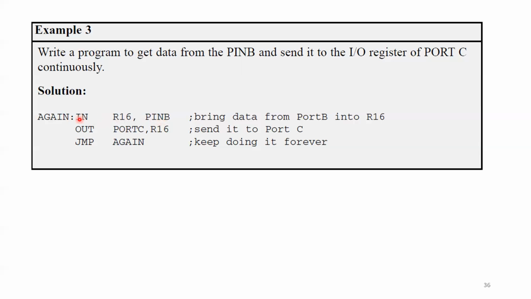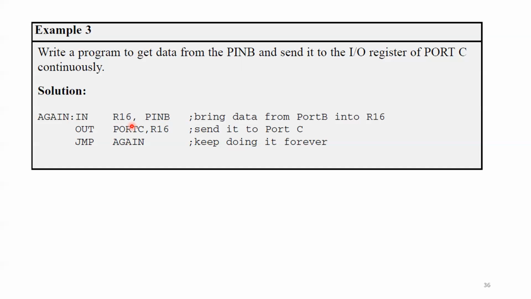So here, IN R16, PINB means bring the data from port B into R16. So this is going to copy the data from port B into register R16. Then OUT PORTC, R16, which means it will copy the data from R16 to port C. So this is what happened here.